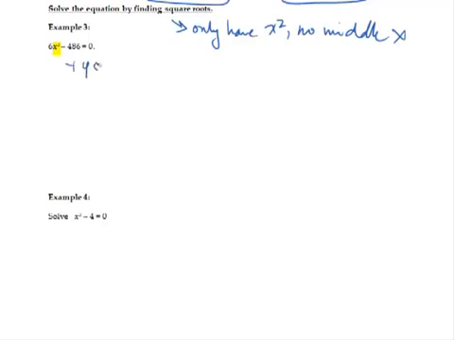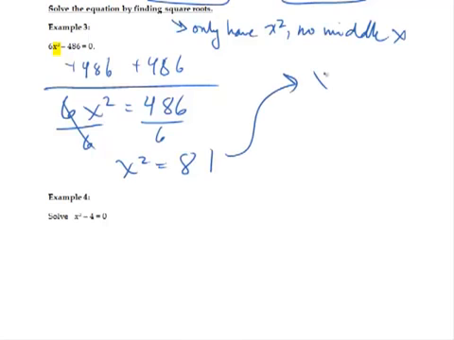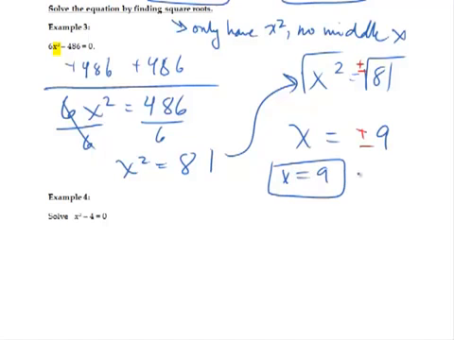So we will move over that 486 on both sides. So we get 6x squared equals positive 486. Divide both sides by 6. We get x squared equals 81. And then we will take the square root. Remember that if you take the square root, you must insert a little plus or minus there. So we get x equals plus or minus the square root of 81, which is 9, meaning your answers are positive 9 and negative 9.